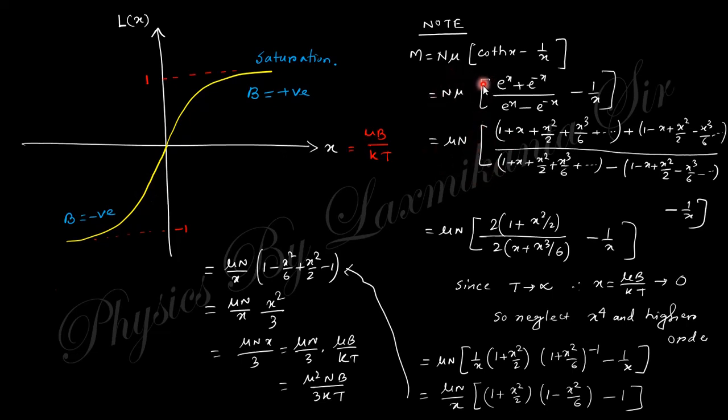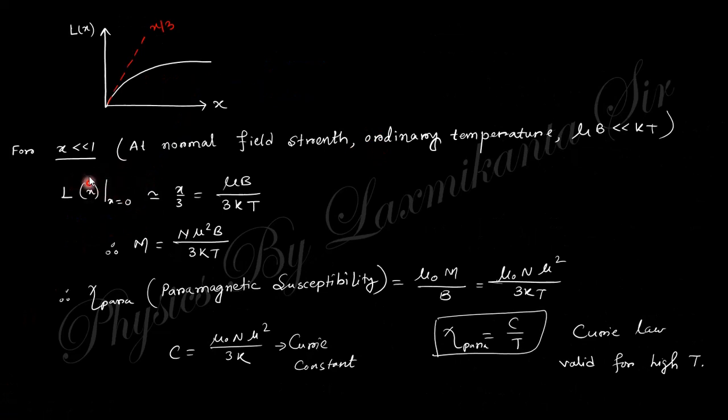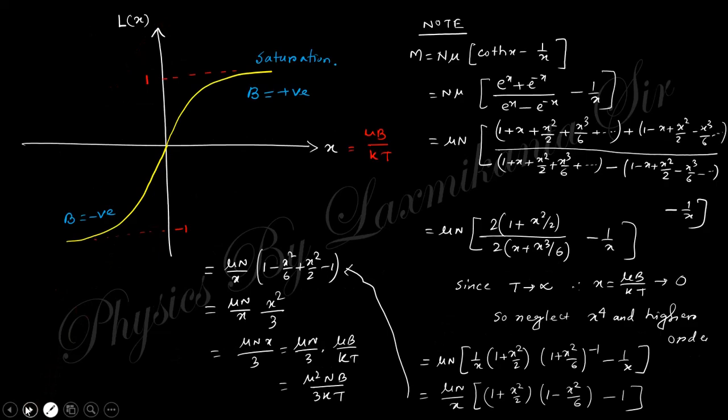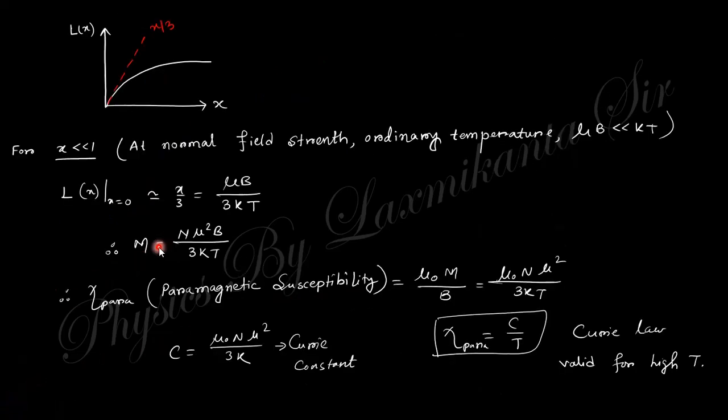And you need to care about this: when the Langevin function tends to 0, the slope will be x by 3. Just take this calculation. So M will be like that, and then the susceptibility will be like that. This is nothing but C by T. So there is a dependency on temperature, and this is known as Curie's law.